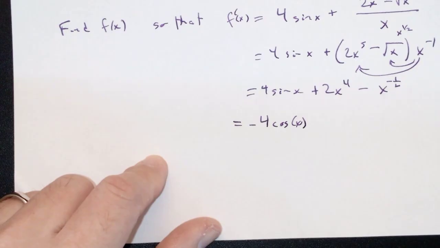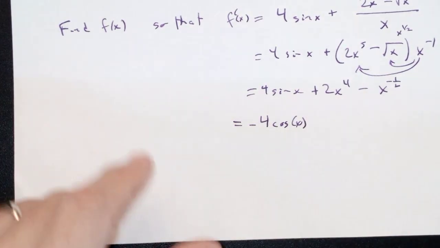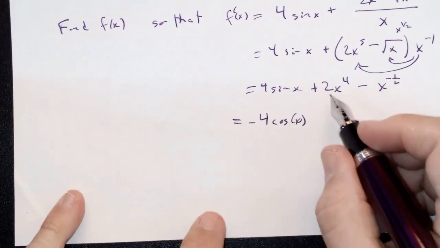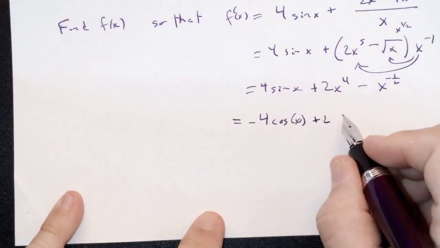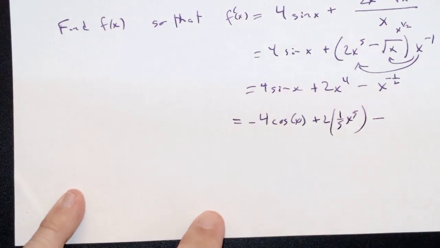Now, I'm going to be sneaky for a minute. There should be a plus c on each of these bits, right? A plus c here, and a plus c here, and a plus c here. Those are 3 different numbers. Just add them all together and call it one big number and put it on the end. Here, the 2 stays, and I get 1/5 x to the 5th.